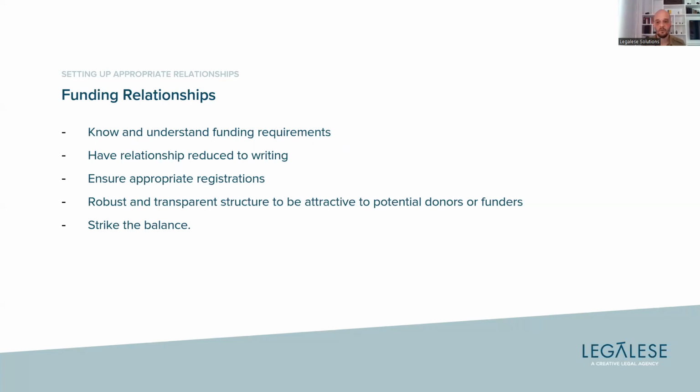Certain investors, for example, the South African government or institutional investors, might require certain registrations. These can include registration as a public benefit organization, or if you want to obtain grant funding from the government, you need to register with the Department of Social Development. You also need to have a robust, transparent structure to be attractive to potential donors or funders. But it is important to strike the balance between transparency and the ability to have good operations. A poor structure will hamstring your operations, while a robust structure will cater for both transparency and efficient operations.